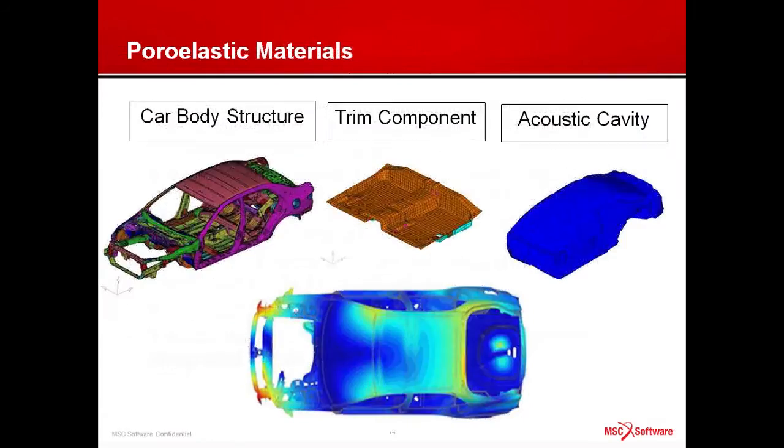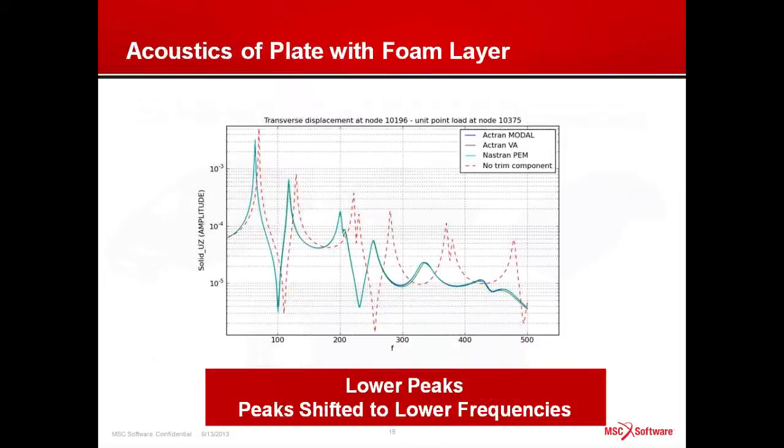And when we do that, we're combining our technology that's in MSC Nastran, body in white, and now we're going to include this trim component material and our acoustic cavity to get the frequency response in our enclosed cavity. The result of this is like any sort of damping material, but we have a more sophisticated damping model. We're going to reduce the peaks from the case of no damping to damping, and in general, we're going to bring the peaks to lower frequencies.